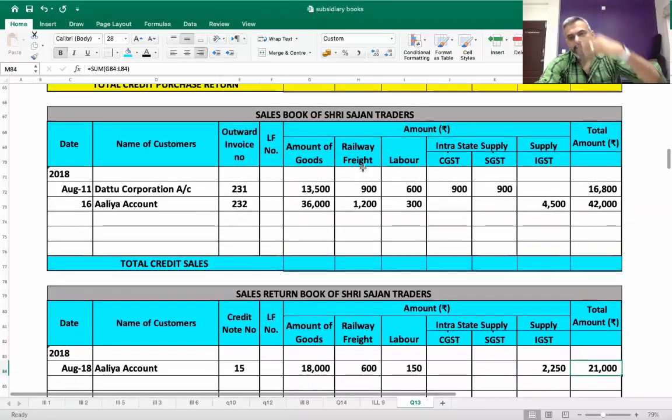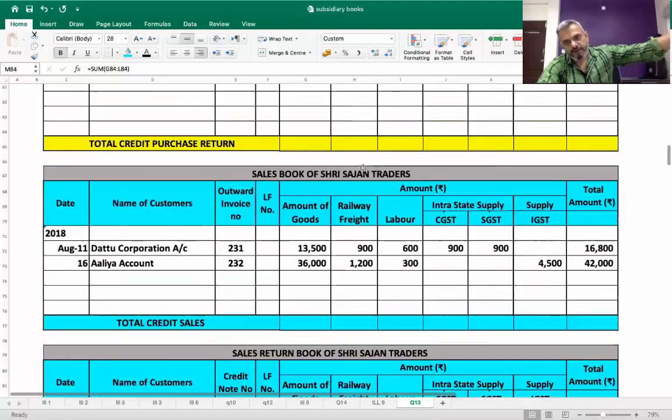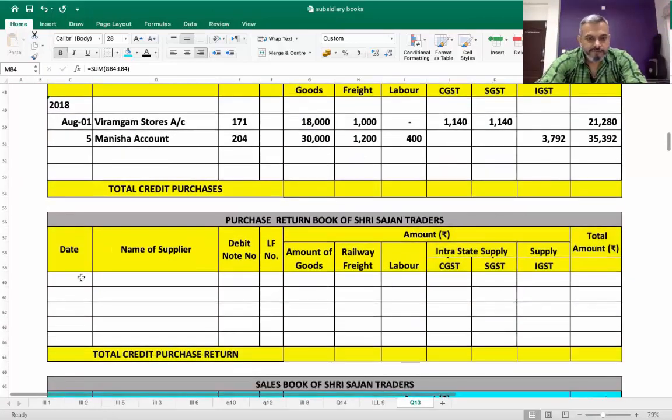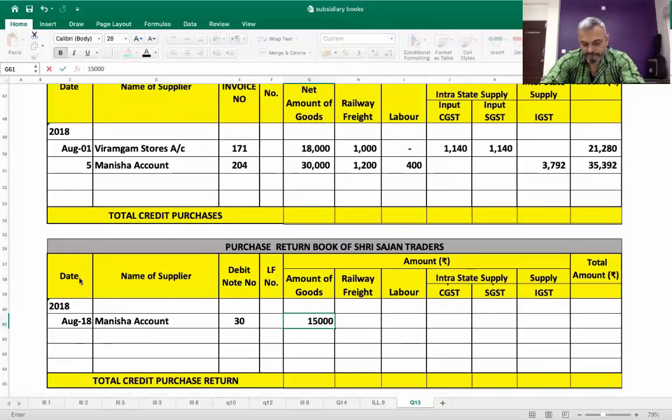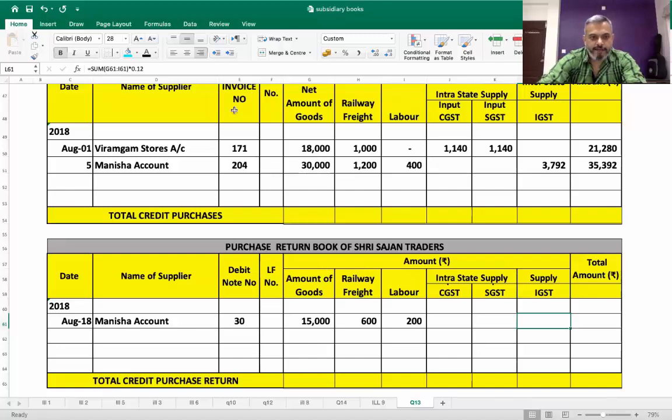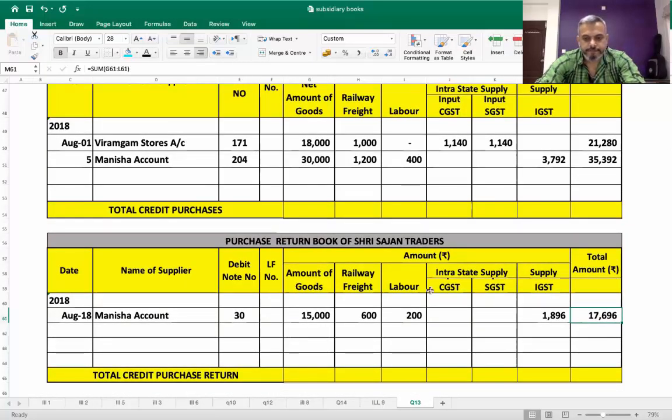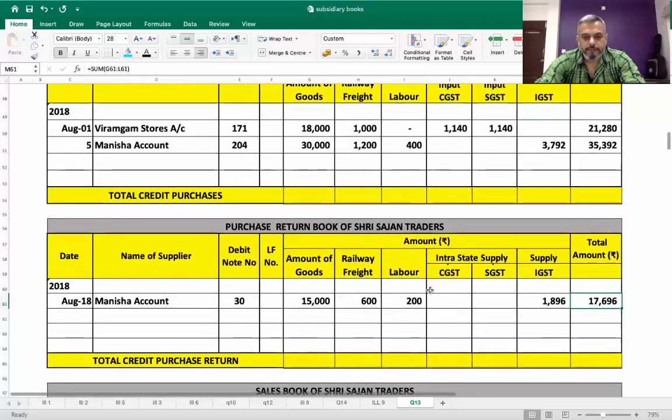Now, goods purchased from Manisha are sold to Alia. So whatever half Alia returned, that half we will also return to Manisha. So purchase return book, date 2018 August 18. Manisha account. Debit note number 30, directly half, so 30,000's half is 15,000. Proportionate amount, so railway freight's half, 600. Labor will be 200. No CGST, no SGST, IGST 12%. And then the total 17,696. Directly half of everything.